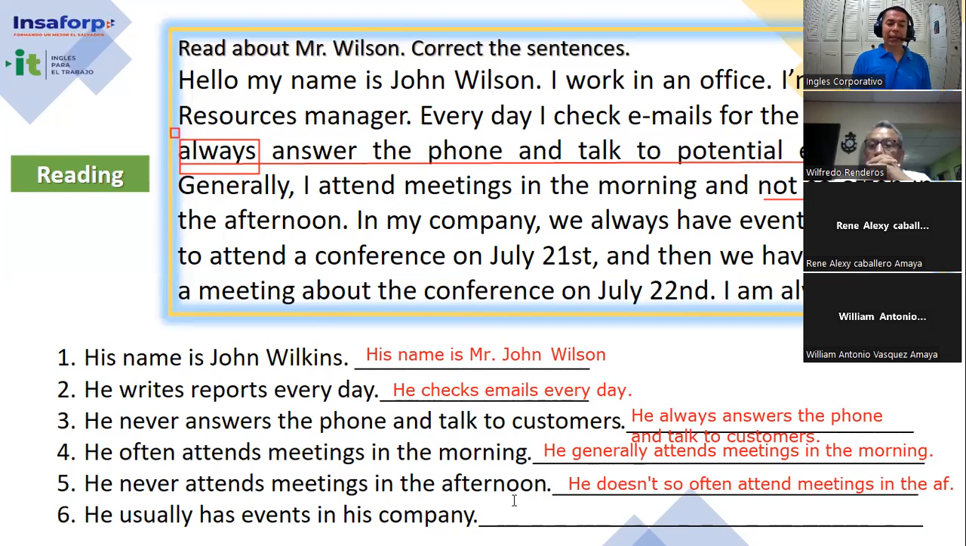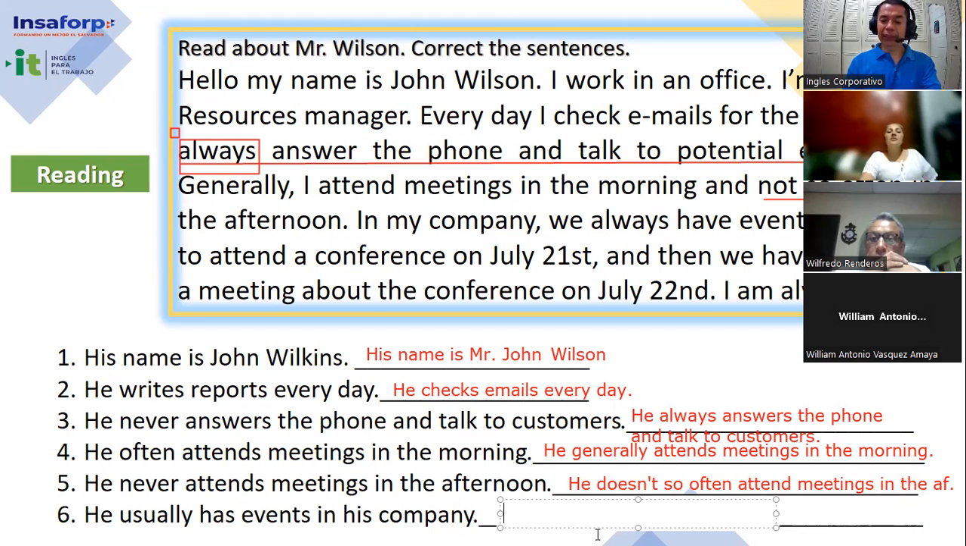And finally, Wilmer, please. He usually has events in his companies. He usually has events. Wilmer? Mr. Mendoza? Okay, to finish, please. Volunteers, who wants to help me? In the last one, please. He always has events. He always. It's not he usually. He always. He always has. Not have, has. Using a frequency adverb doesn't mean we break the rule of adding an s, or saying has, right? Events in his company.